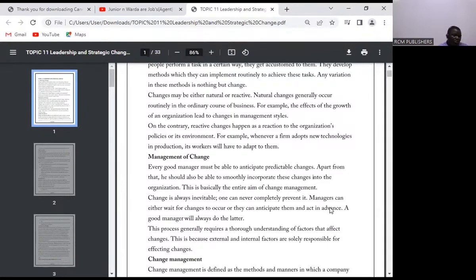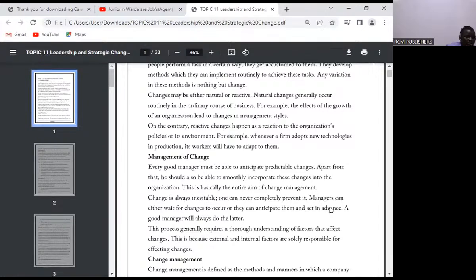So the managers can either go the proactive way, or they can go the reactive way. The best managerial approach towards managing change is that managers need to be proactive and not be reactive. Proactive managers are known to be optimistic, while reactive managers are known to be pessimistic.